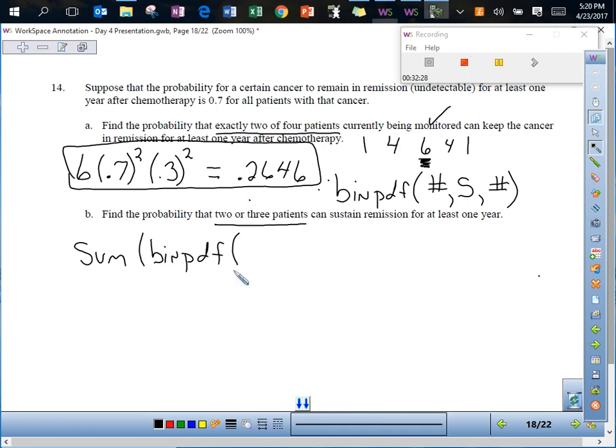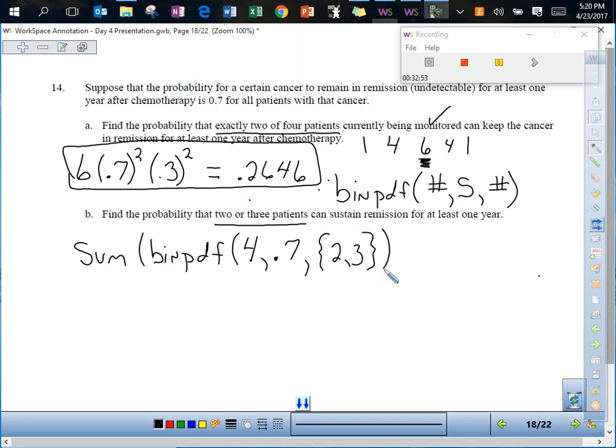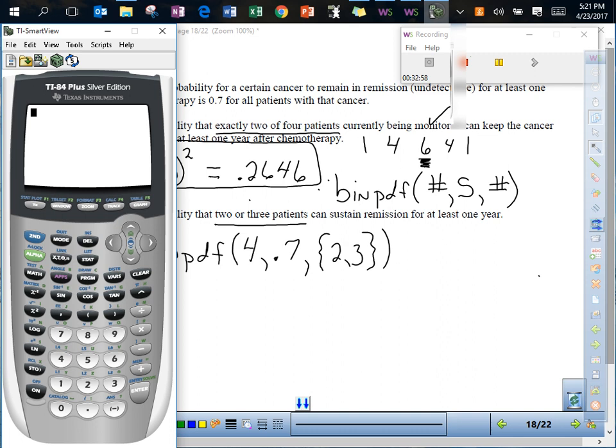There's a parenthesis. I'm dealing with 4 people. My success rate is 0.7, a comma, and then it has to be typed in this way. I need to go get that brace, and I need to tell it I'm looking at 2 people or 3 people. There's what it looks like. And then technically there would be a closing parenthesis. So now guys, in terms of the calculator, here's what it looks like. I'm going to go 2nd STAT over to MATH, down to sum.